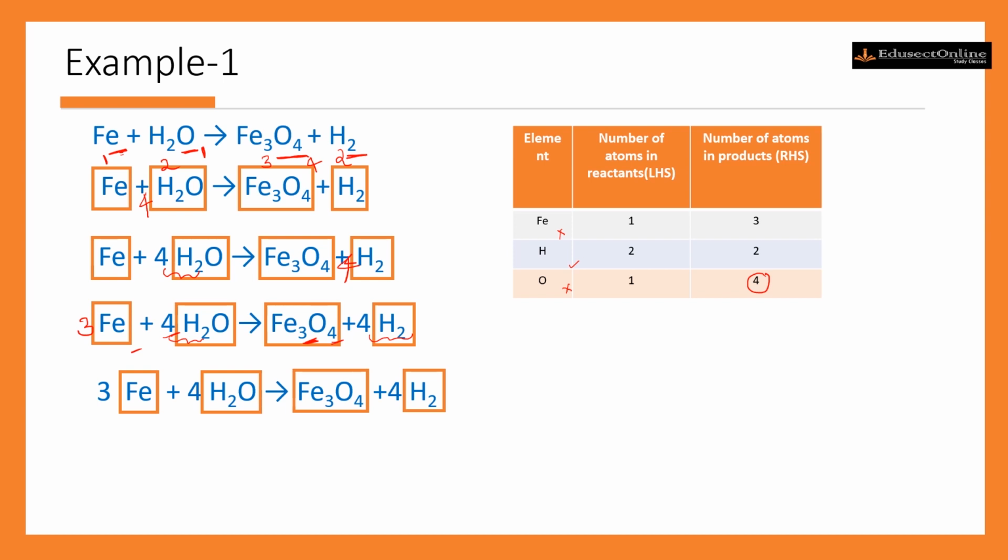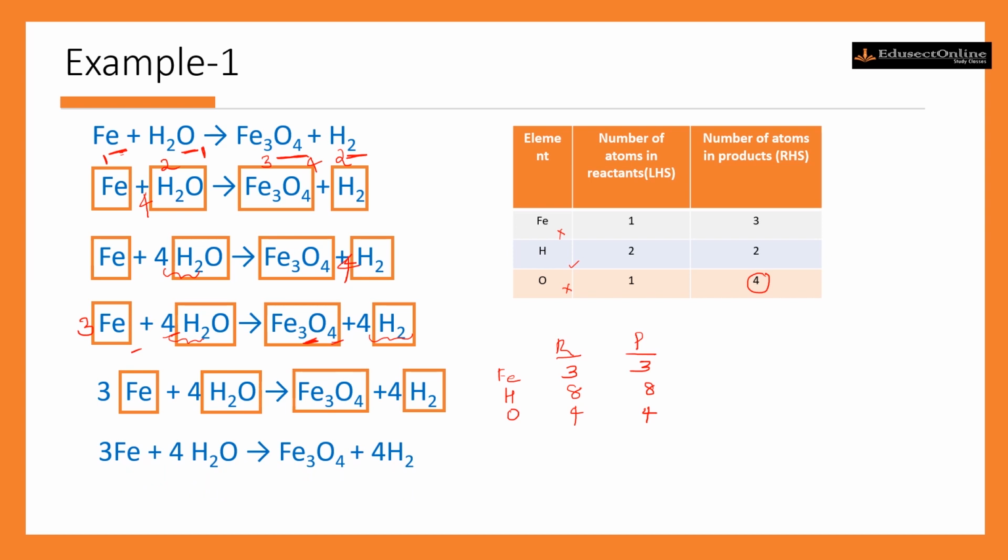Now check whether this equation is balanced, for Fe, H and O. For the reactants, Fe is 3, hydrogen is 8 and oxygen is 4. And for the product side, Fe is 3, oxygen is 4, hydrogen is 8. Check now, this is equal on both sides, in the reactants and the products. That means now our equation is balanced. So we can write our equation like this.